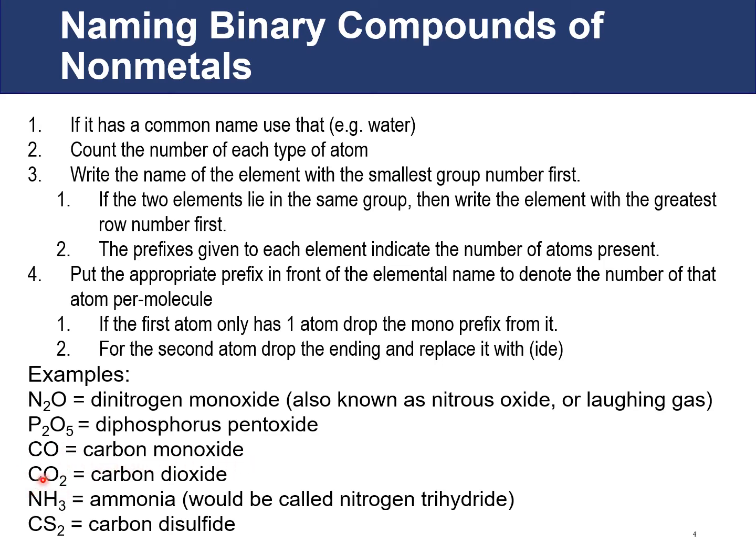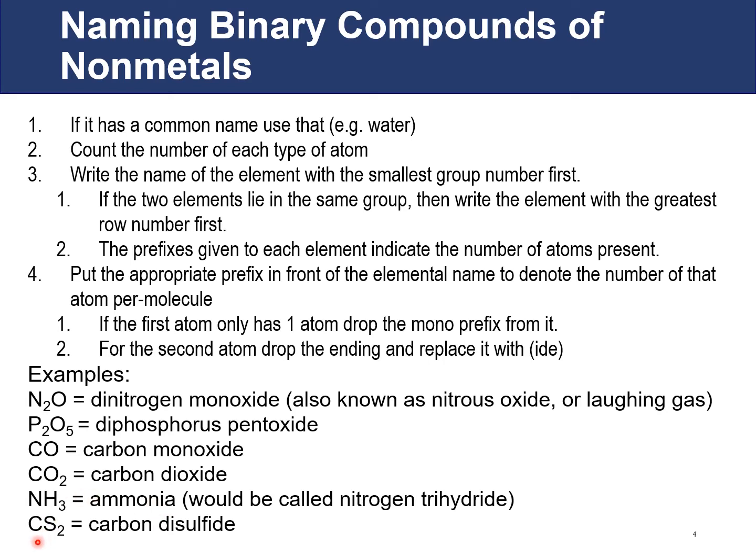For CO2, we have 1 carbon, so it's just carbon. 2 oxygens, so that's a di prefix, so carbon dioxide. NH3, it has a common name, which is ammonia. If it didn't have the common name, we have 1 nitrogen, so that is just nitrogen, 3 hydrogens, so this would be nitrogen trihydride, although because it has the common name, it is called ammonia.